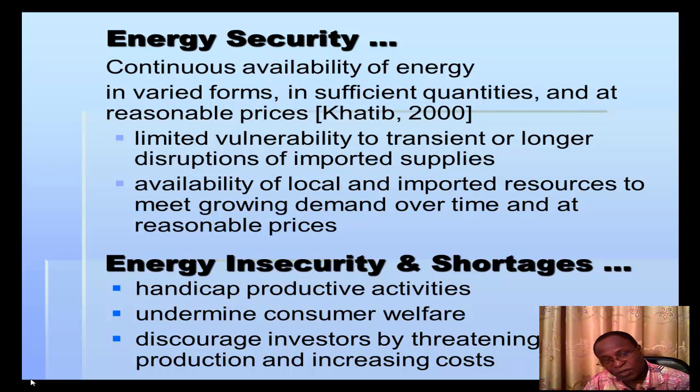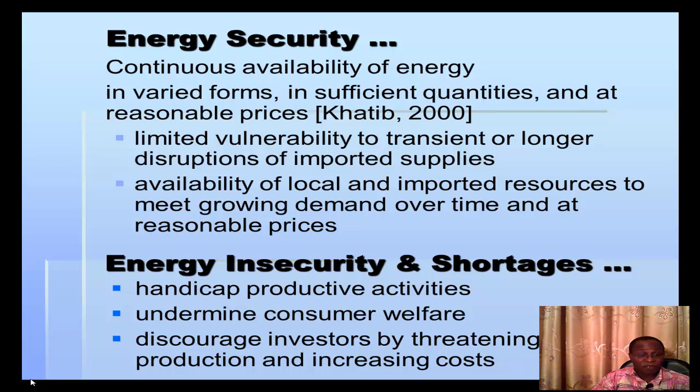So that takes us to the issue of energy security. There have been several definitions again for energy security, but one, by Khatib in 2000, is the continuous availability of energy in varied forms, in sufficient quantities and at reasonable prices. Now, all these components are important: the different forms, the sufficient quantities, and the reasonable prices. Because if energy is available and people can't buy it, then it's effectively not available or not accessible.